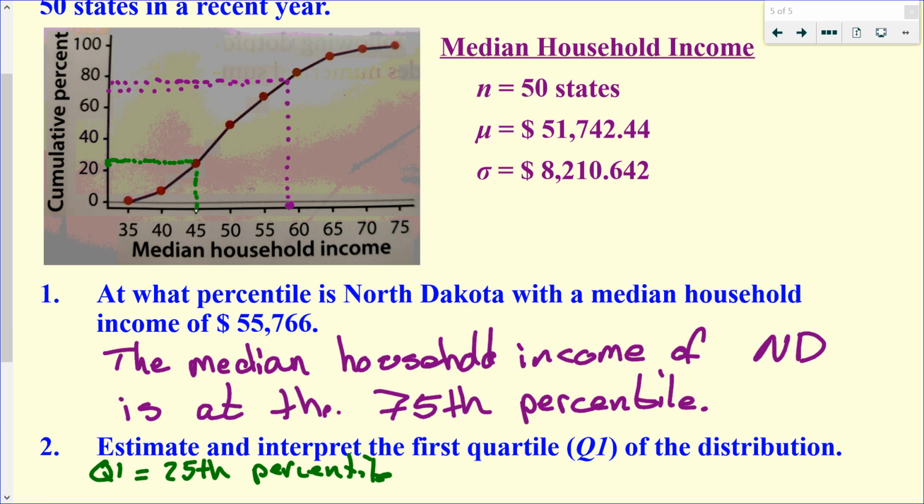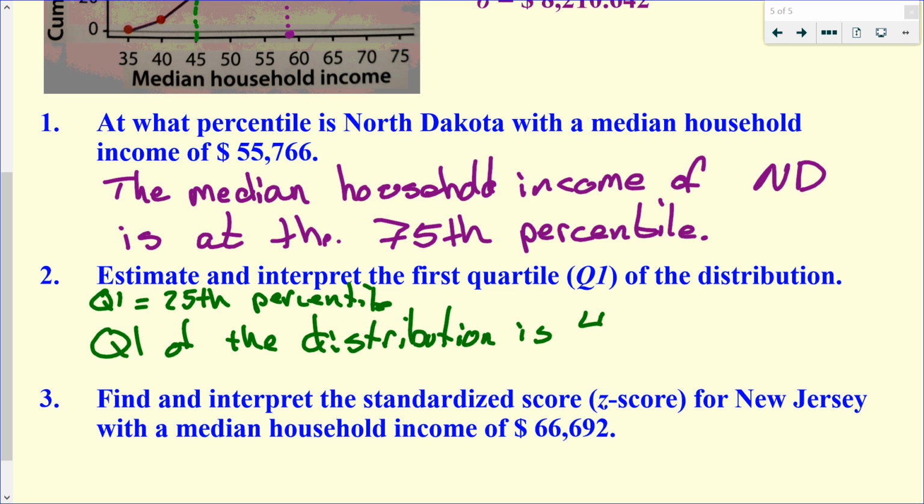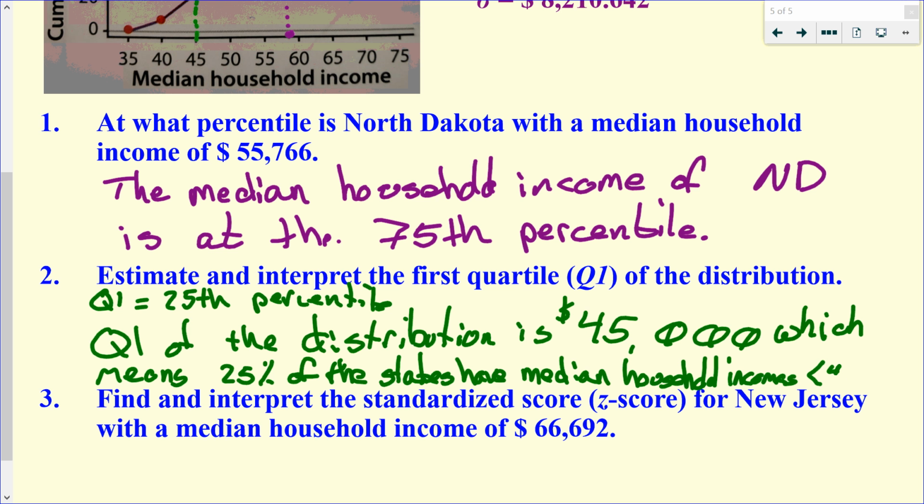It looks like the 25th, so Q1 of the distribution looks to be $45,000, which means 25% of the states have median incomes less than 45,000.